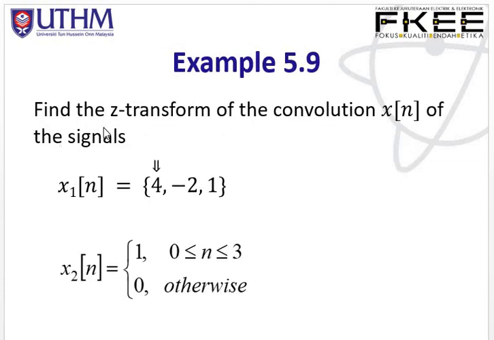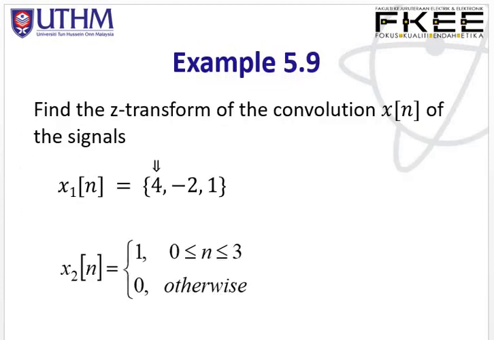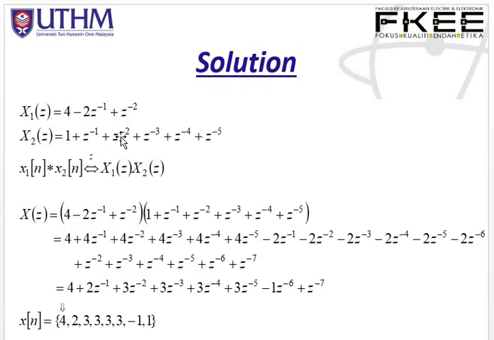Now let's look at the example. Find the Z transform of the convolution x[n] of the signals x1[n] equal to 4, minus 2, 1, and x2[n] is 1 from 0 to 3. To do this, first of all, we change x1[n], 4, minus 2, 1 with the origin at 4, to X1(z). So 4 minus 2 z^-1 plus z^-2. And then x2[n], we change to X2(z). So we have 1, this one.